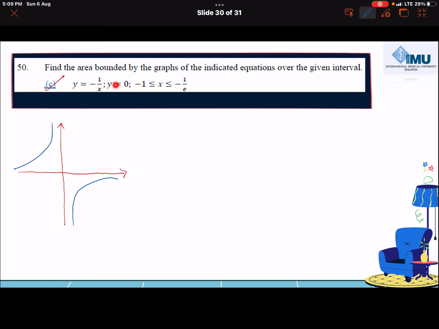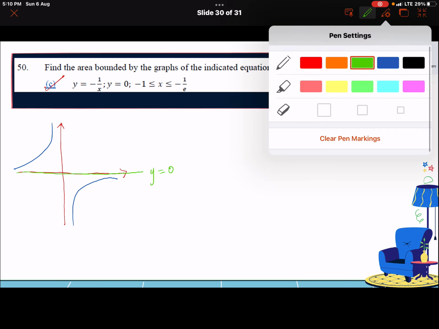Now, what is y equals 0? Correct. y equals 0 is merely your x-axis. This is the graph of the horizontal line y equals 0. Next job is for you to find the interval of x where it's bounded. Yes, let's look into here.